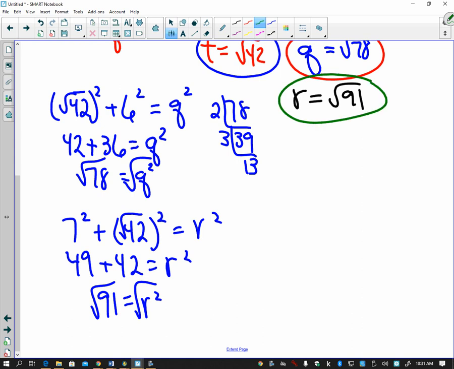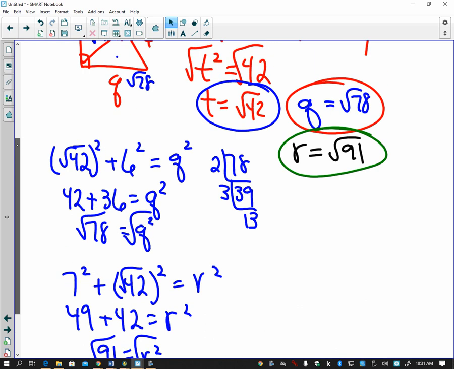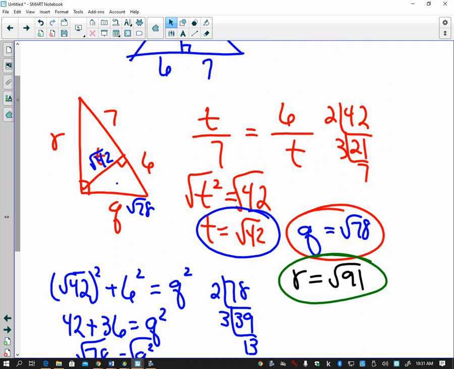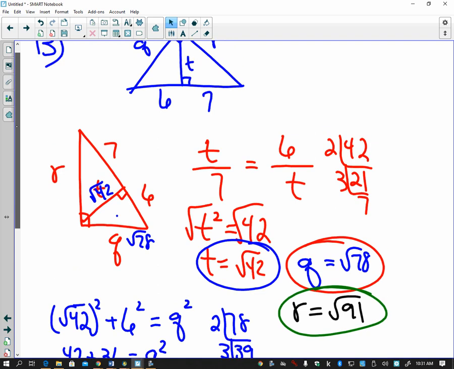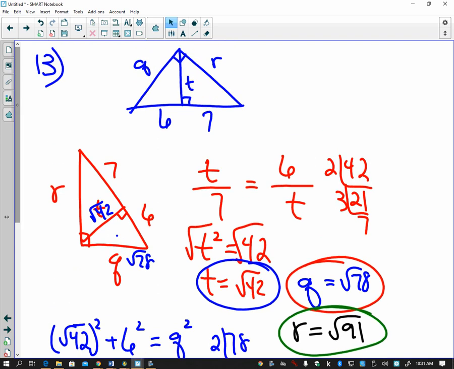Is it? Okay. So I think the main part right off the beginning is, if they give you the altitude like this, or even if you're just going to see this, you need to know that T is the geometric mean between 6 and 7. T, the altitude, is the geometric mean of the individual segments of the hypotenuse of the whole triangle. So T is the geometric mean, in this case, of 6 and 7.